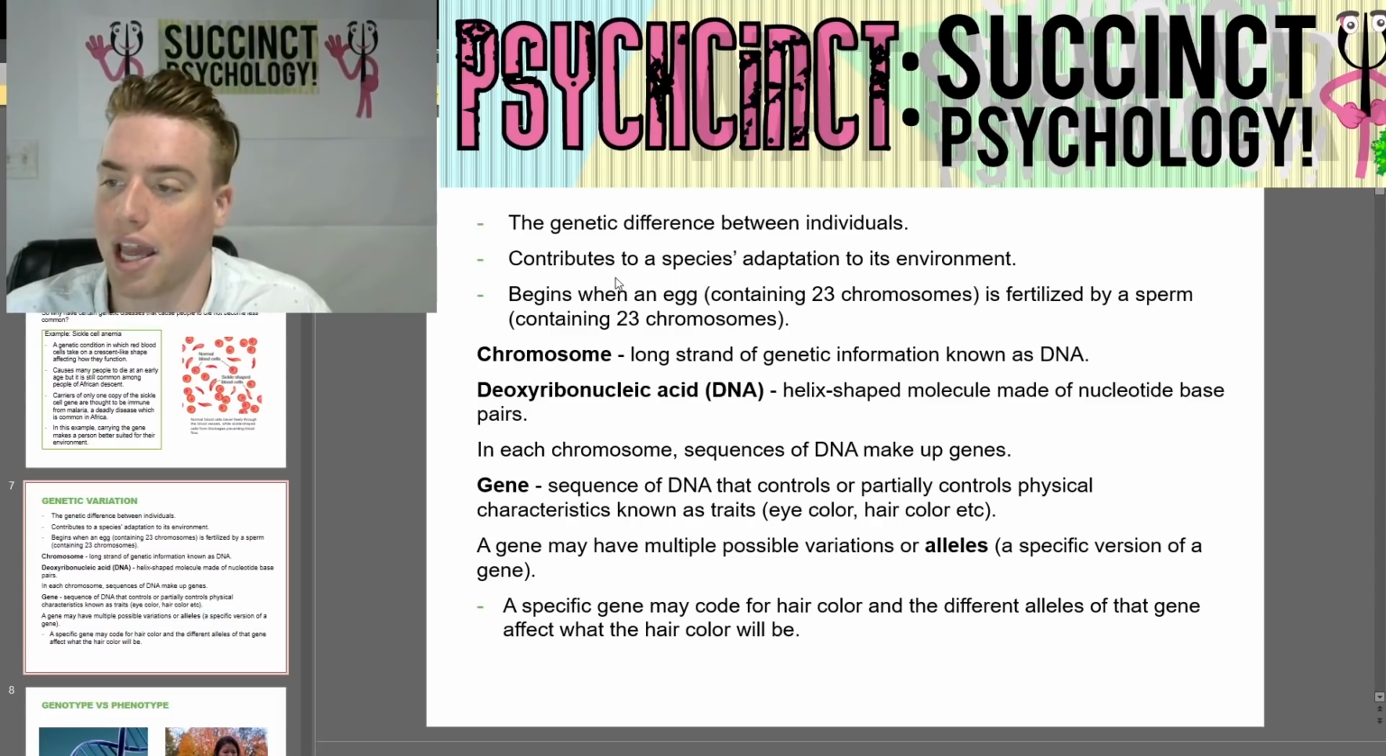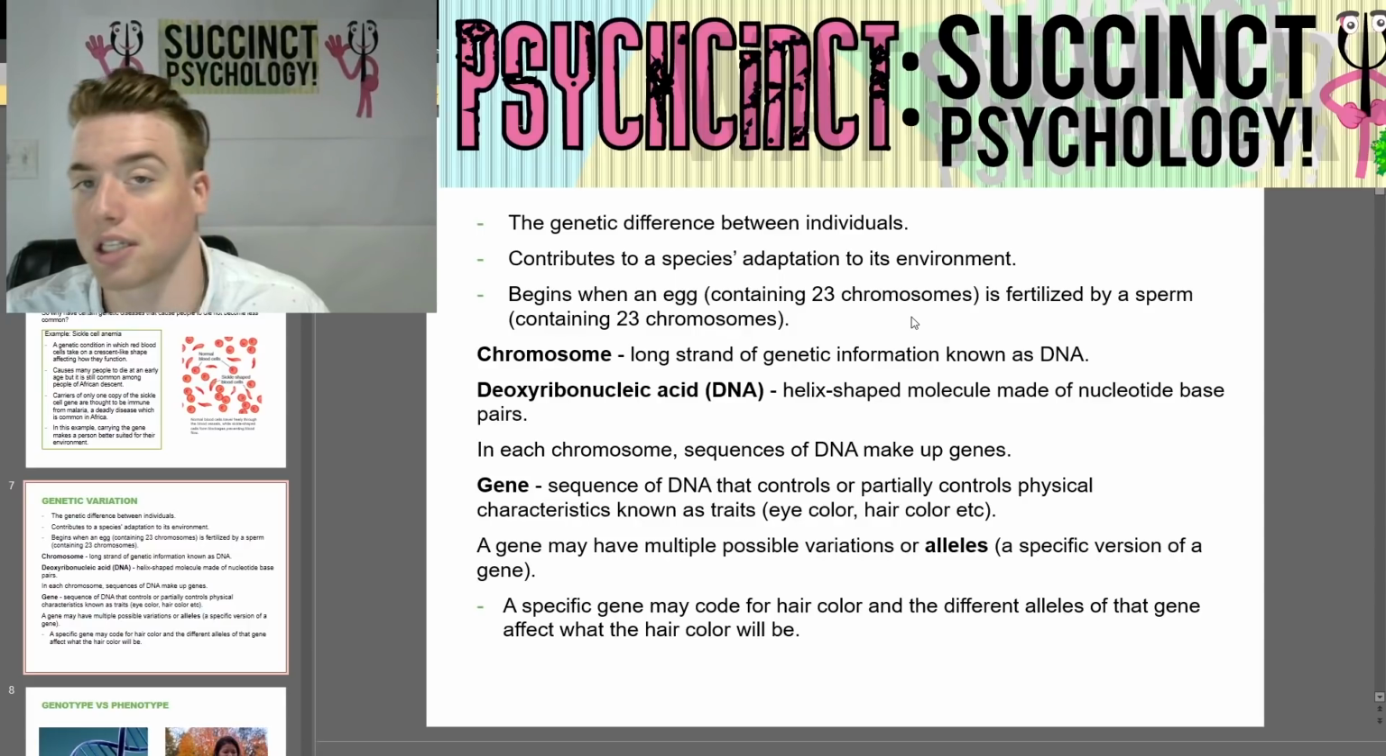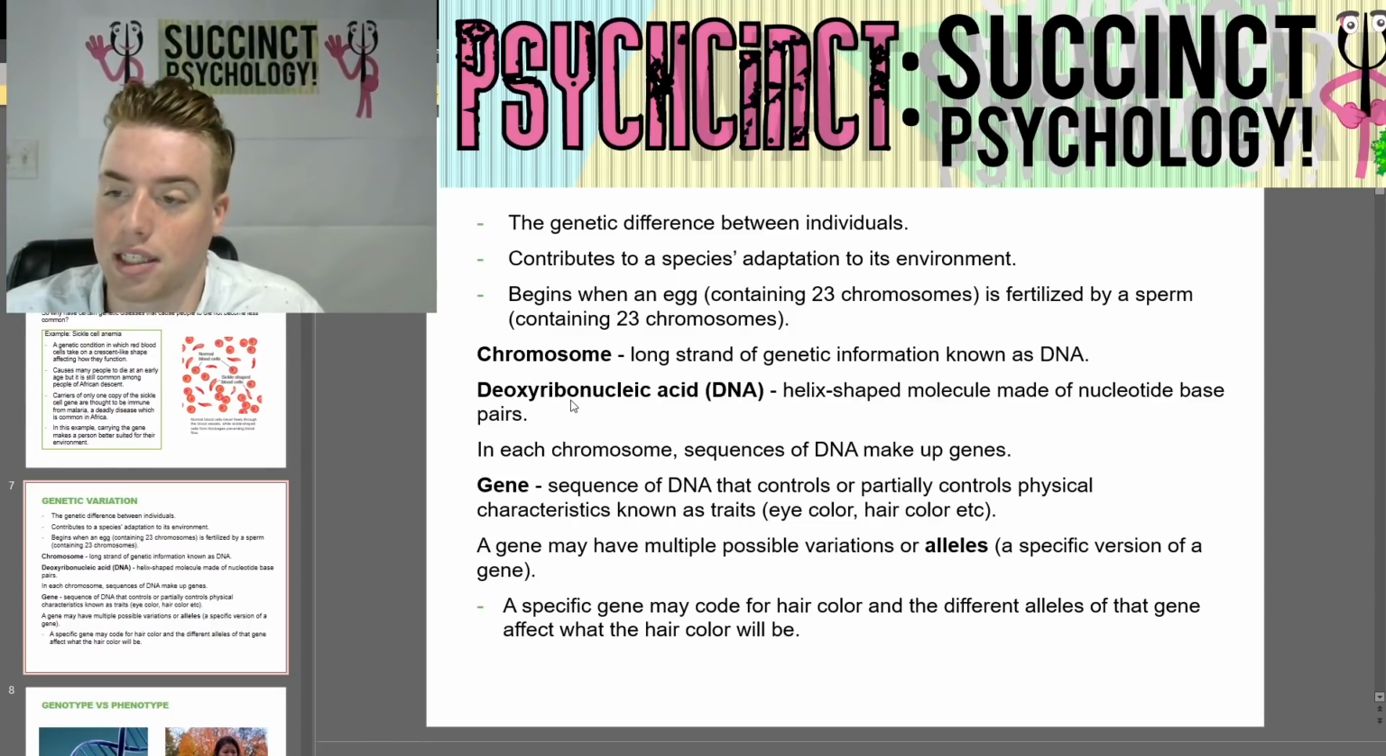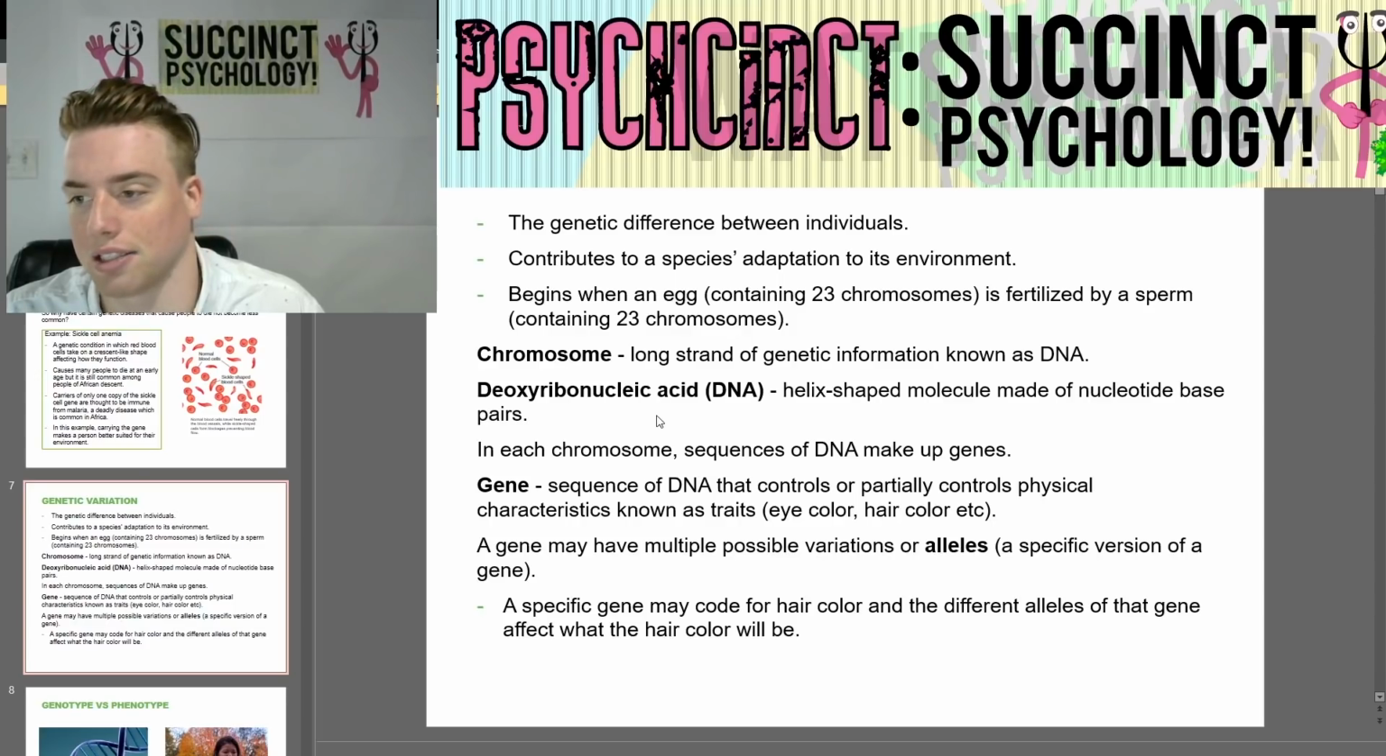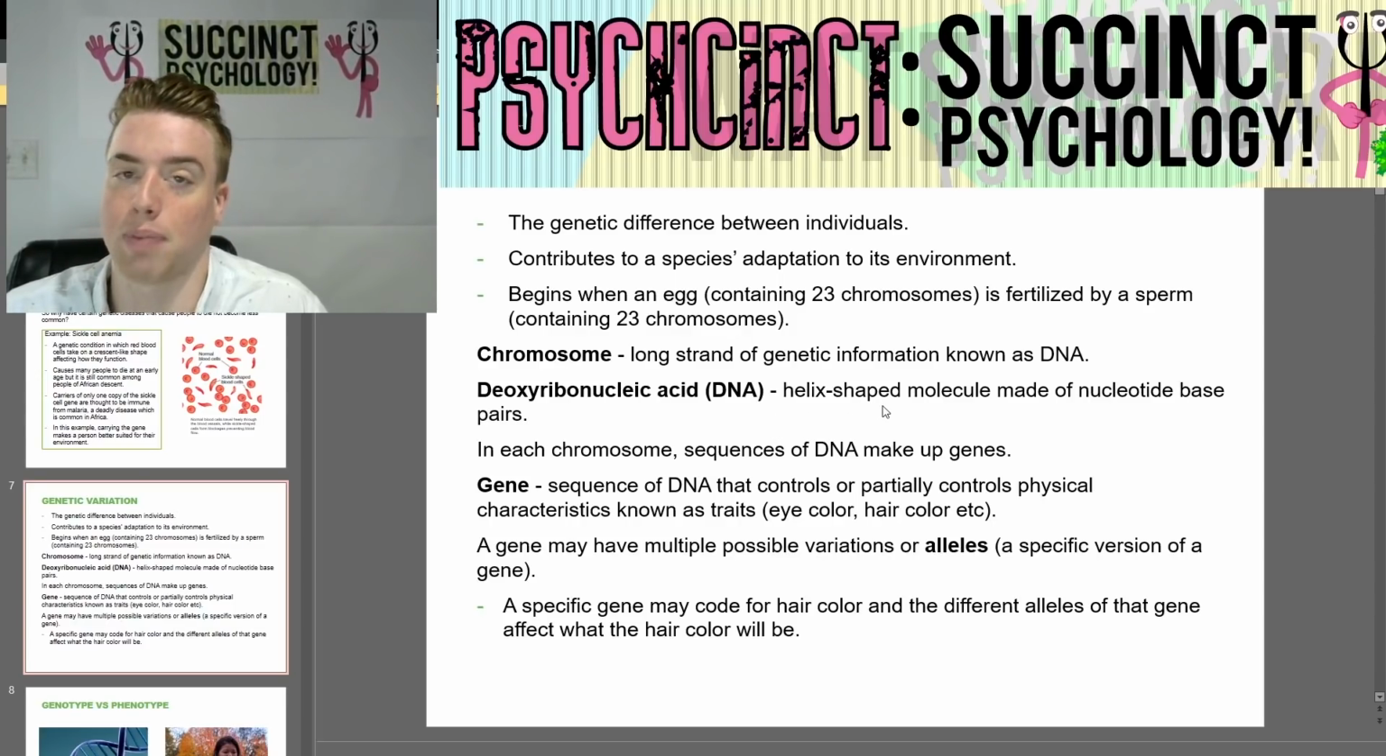So it begins when an egg, containing 23 chromosomes, is fertilized by a sperm, also containing 23 chromosomes. Now, a chromosome is a long strand of genetic information known as DNA. Now, deoxyribonucleic acid, or DNA, is a helix-shaped molecule made of nucleotide base pairs.